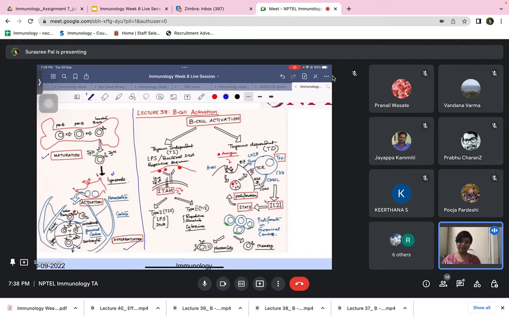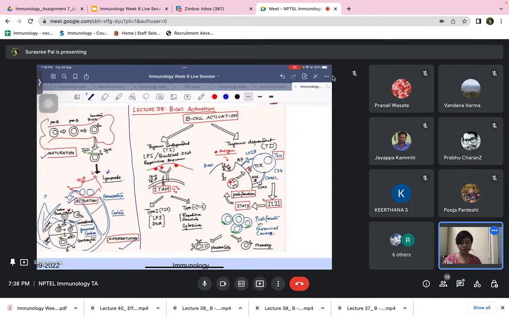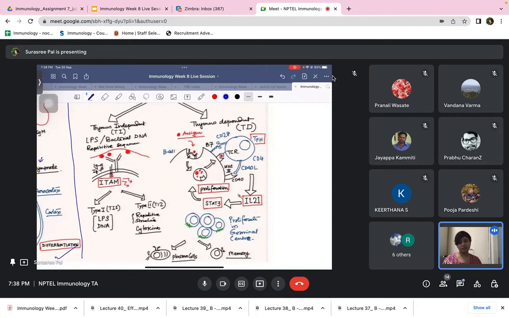So this B cell activation process takes place, as I told you, in two different pathways, a thymus dependent and thymus independent process. Thymus independence means that it is independent of the T cell interaction, right? Thymus means that the T cells are matured in thymus, so of course the help of T cell is not required. So this is called TI, thymus independent process.